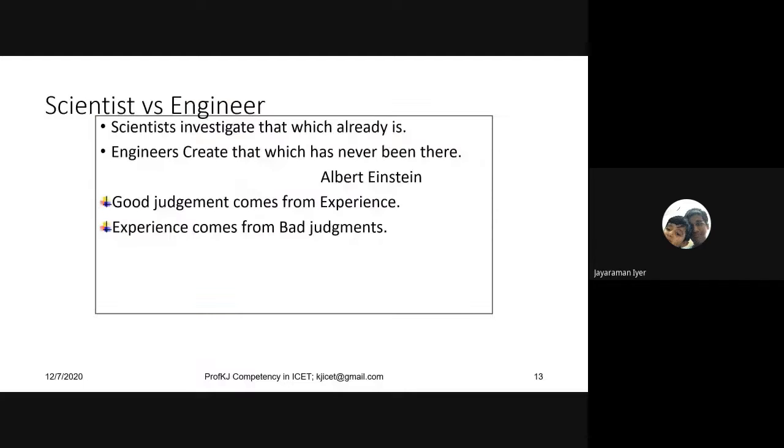Now I have put it: scientists investigate what already is there. The engineers create that which has never been there. You yourself have got a degree. Find out whether you are an engineer or a technologist or a scientist or an artist. You will know what it is. So it's not a degree that will make you an engineer. It will never make it.